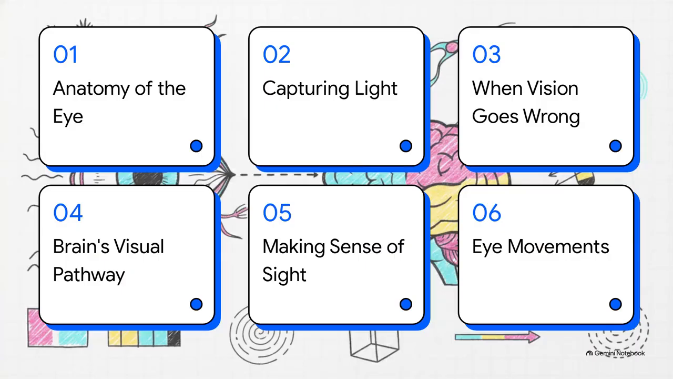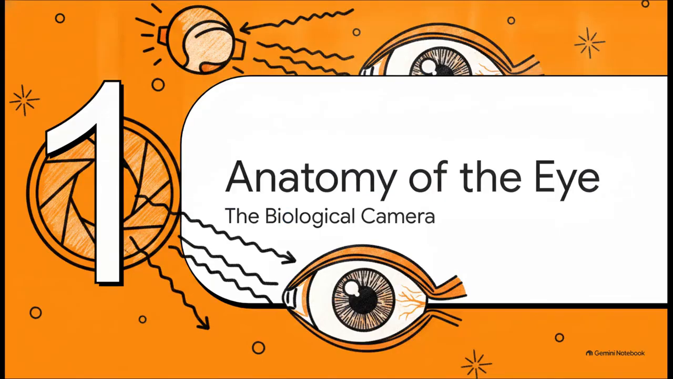Here's our roadmap for today. We'll start with the anatomy of the eye, then move on to capturing light and detail. After that, we'll look at what happens when vision goes wrong, trace the brain's visual pathway, explore making sense of sight, and wrap up with how we control eye movements. Let's dive in. Section 1.